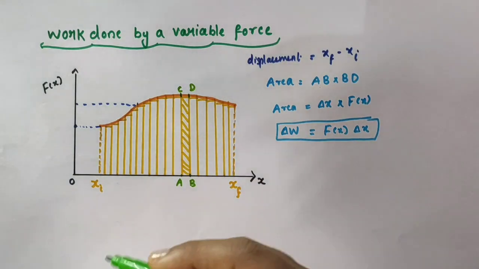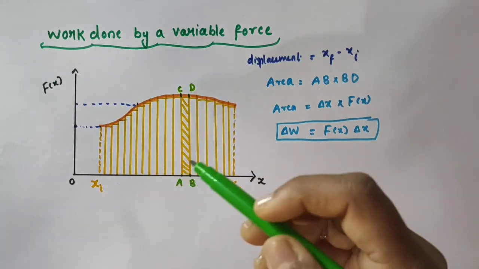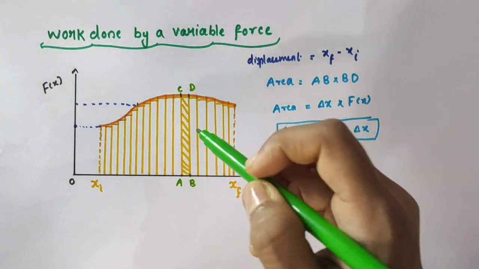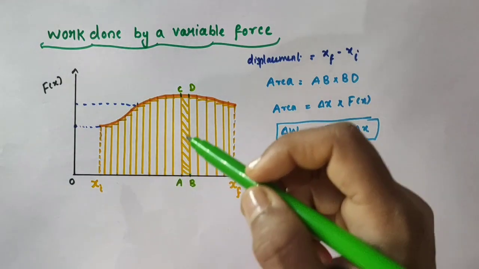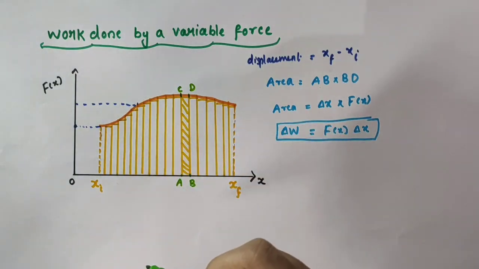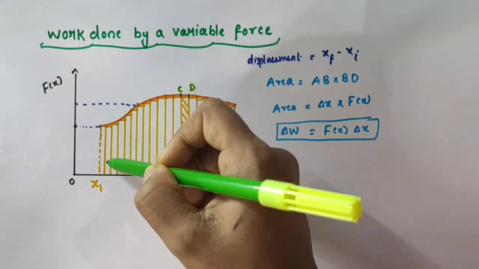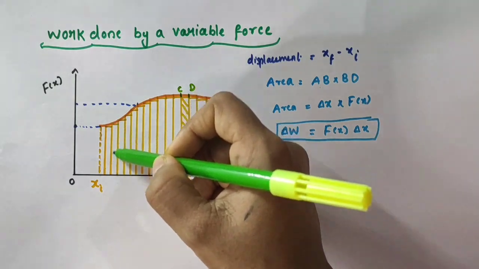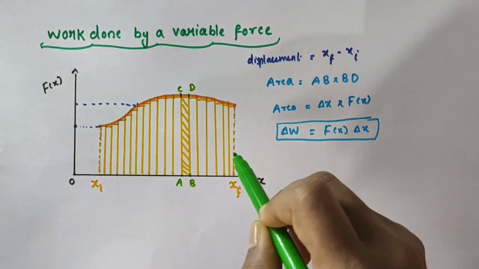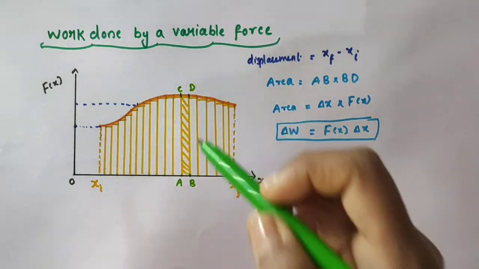Similarly, we can consider this small area element and find out the corresponding work done. You can consider each and every small area element and find out the respective work done. By adding all those, you will get the total work done. Like that, you can consider all the area elements, find the respective work done, and add all of them to get the total work done.